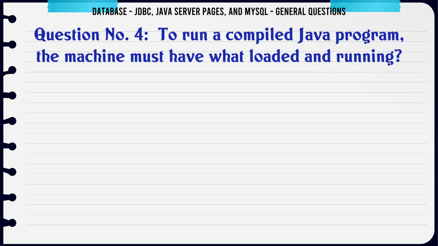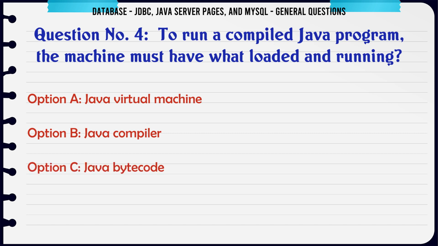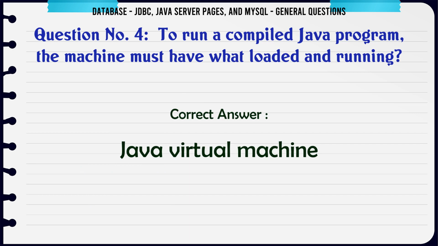To run a compiled Java program, the machine must have what loaded and running? A. Java virtual machine. B. Java compiler. C. Java bytecode. D. A web browser. The correct answer is Java virtual machine.